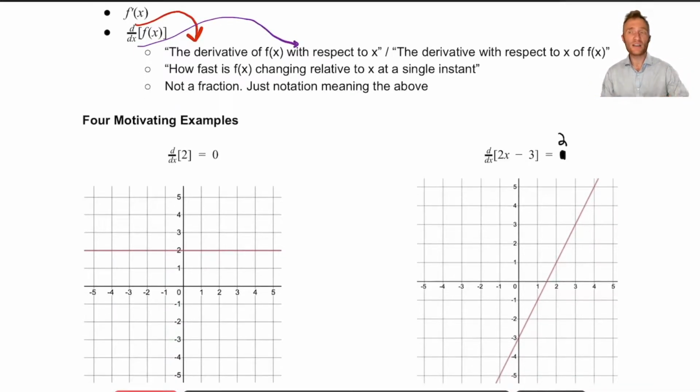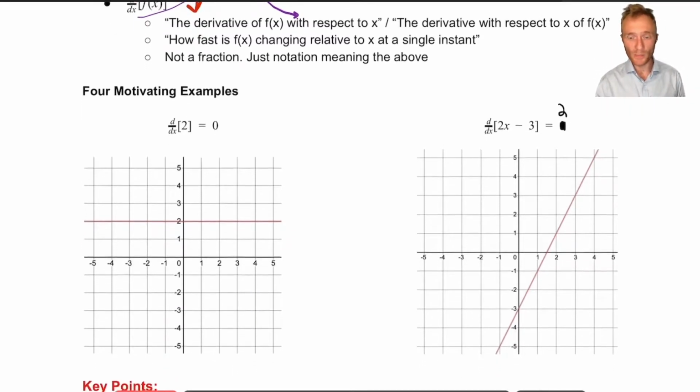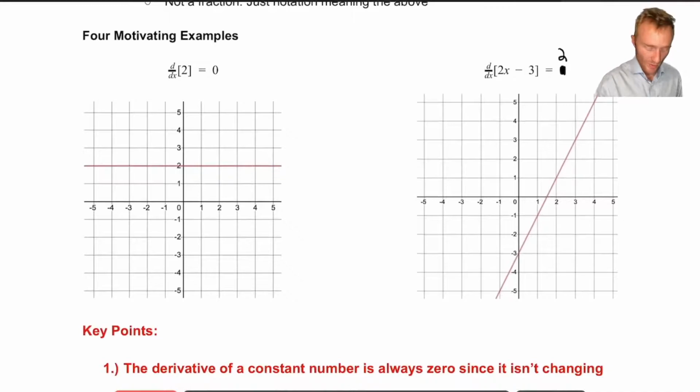The derivative of 5, 0. The derivative of 1,000, 0. The derivative of 1,000,000, 0. The derivative of pi, 0, because pi is a number. The derivative of any constant number is just the slope of a horizontal line at some different place. So the derivative of a constant is 0. That's point number 1. The derivative of a constant number is 0.